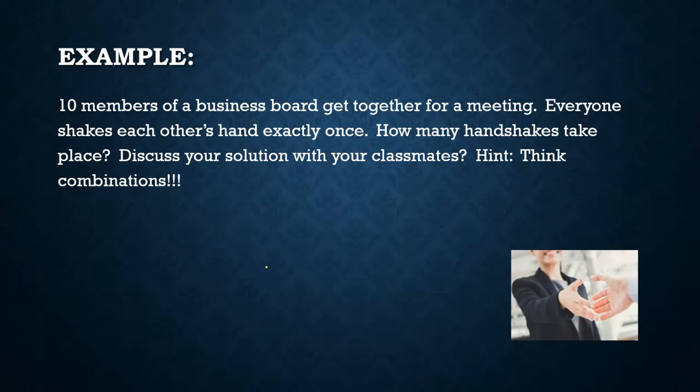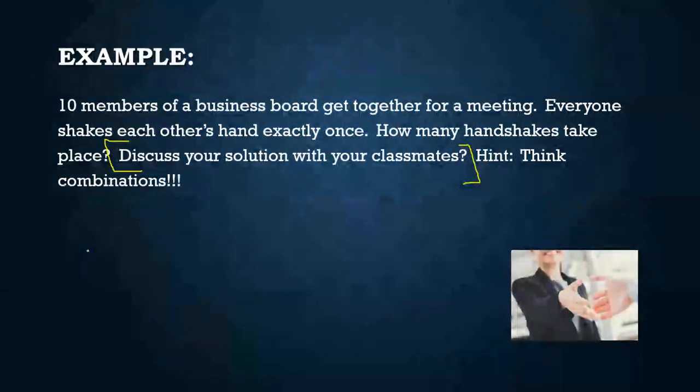Can you think about, discuss this with your classmates? But there is a way to frame this in terms of combinations. Can you think about it? You can pause the video and unpause when you're ready.